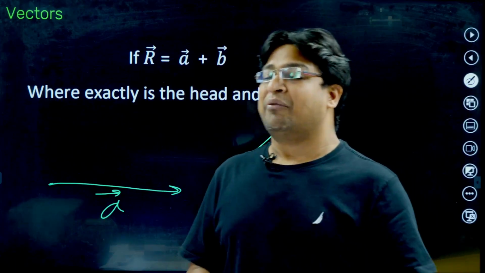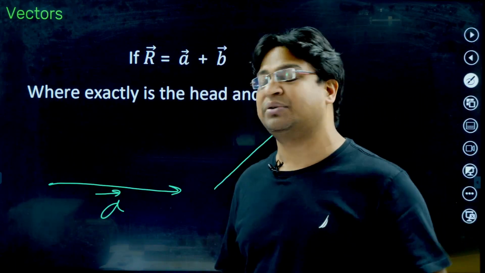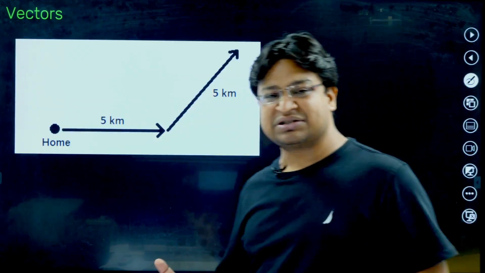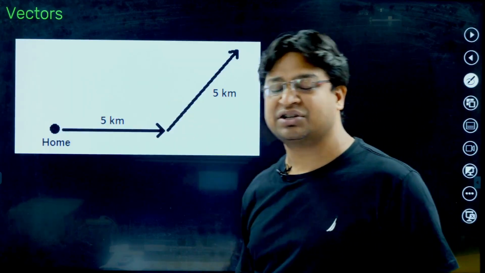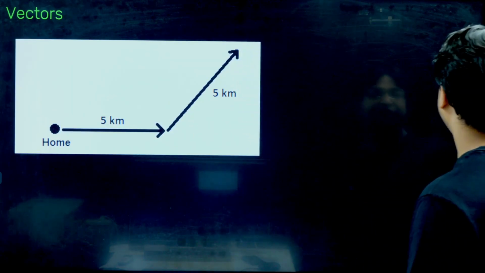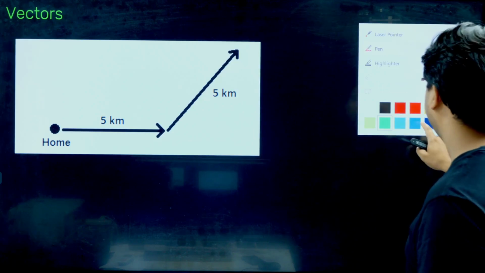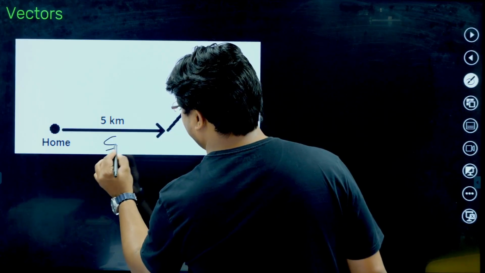So why are we talking about displacement? Because it is quite intuitive and easy to understand. For example, we have discussed this example before. Let's say a person walks 5 kilometers in one direction and then 5 kilometers in another direction. So these would be two different displacements. We can label them as, let's say, S1 vector.